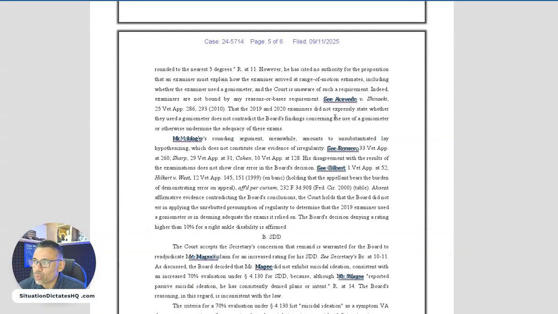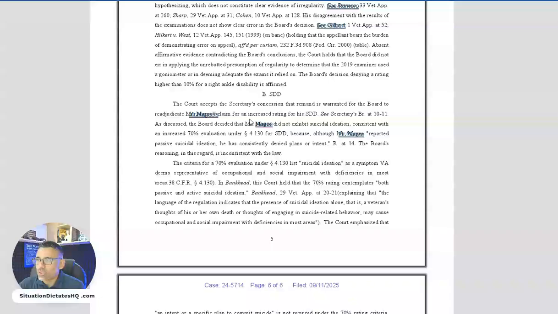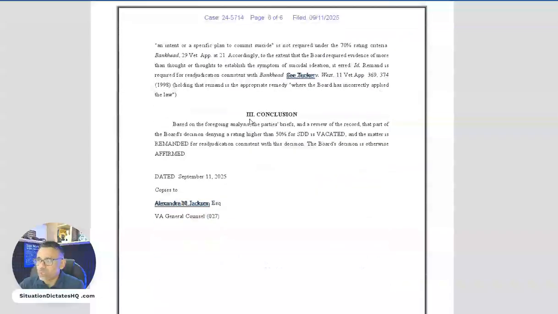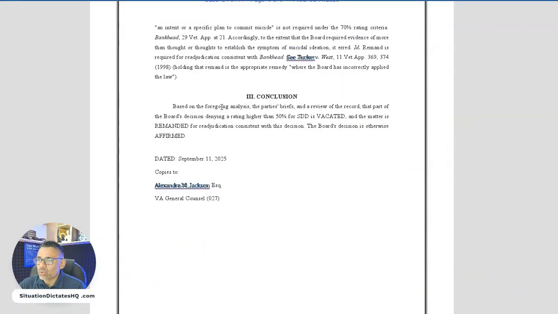And then it goes on to use another court case that stated that, right here, Szczynski, and you can look further into what that case was all about. So then keep going, and then here's the conclusion. Based on the foregoing analysis, the parties' briefs, and a review of the record, that part of the Board's decision denying a rating higher than 50% for SDD is vacated, and the matter is remanded for re-adjudication consistent with this decision. The Board's decision is otherwise affirmed. So they're going to be looking at that.